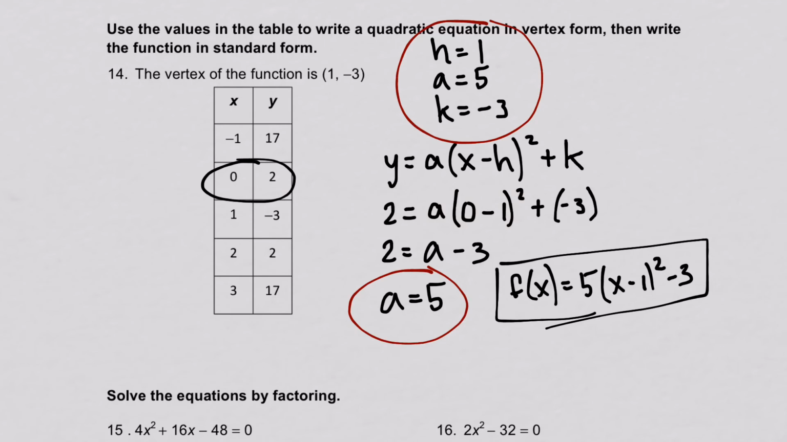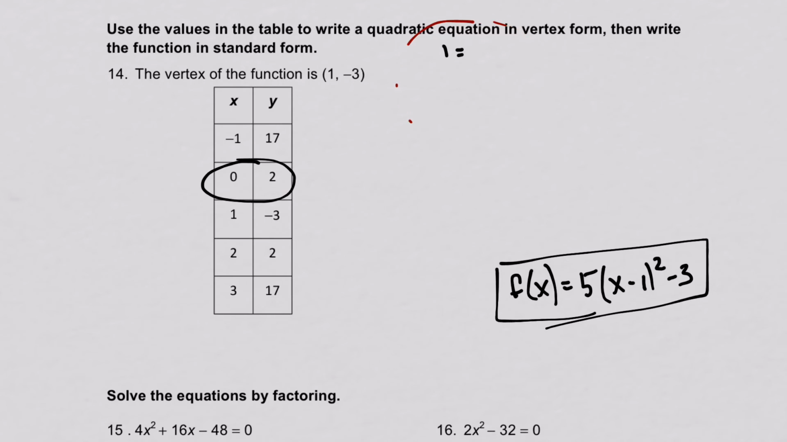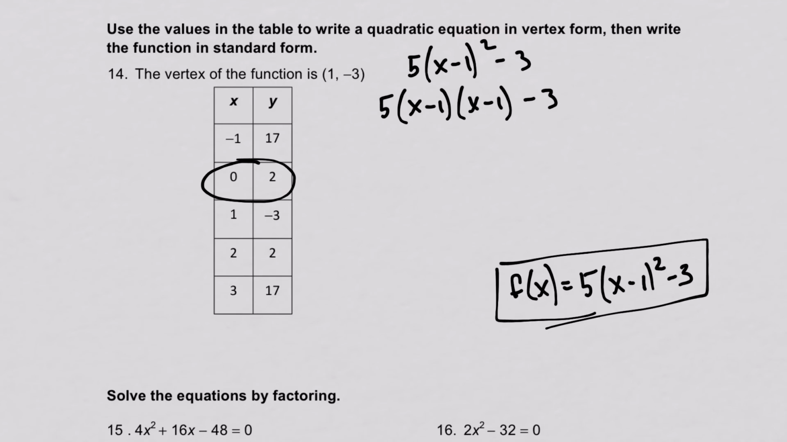Now it says write it in standard form. So we're going to rewrite this in standard form. So what I'm going to do to write it in standard form is, first of all, I'm going to erase most of my work right here. And I am going to expand it so that I could write it in standard form. So like this. I have 5 times the quantity x minus 1 squared minus 3. So in standard form, it would look like this. 5, and then x minus 1 times x minus 1, because it's x minus 1 squared, minus 3.